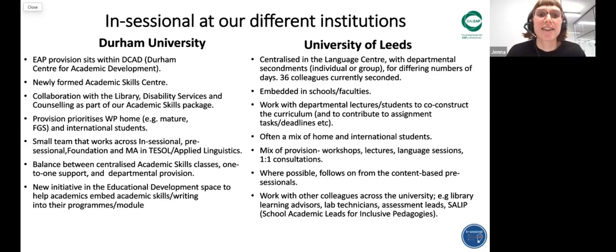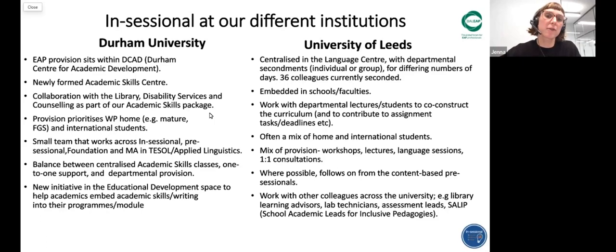Thanks, Jess. So In-Sessional at Leeds is centralised within the Language Centre, but with departmental secondments. These can either be an individual secondment, as in my case with the School of Food Science and Nutrition, or a group secondment. In the School of Education, there are three colleagues currently seconded. It can also be for a differing number of days. I'm seconded for four days in semester 1 and two days in semester 2. We're quite a big team, with 36 colleagues currently seconded across the university.